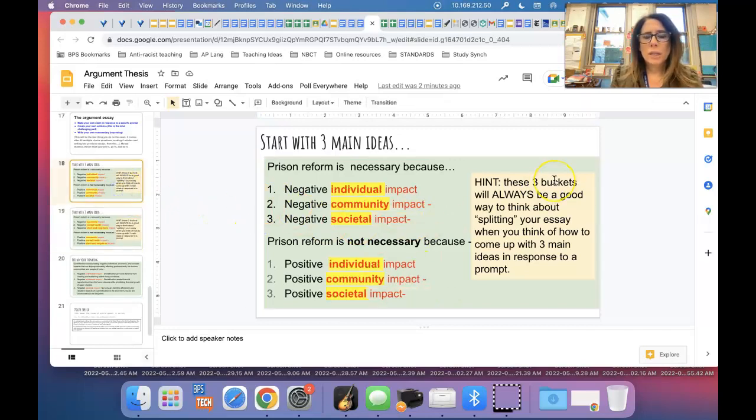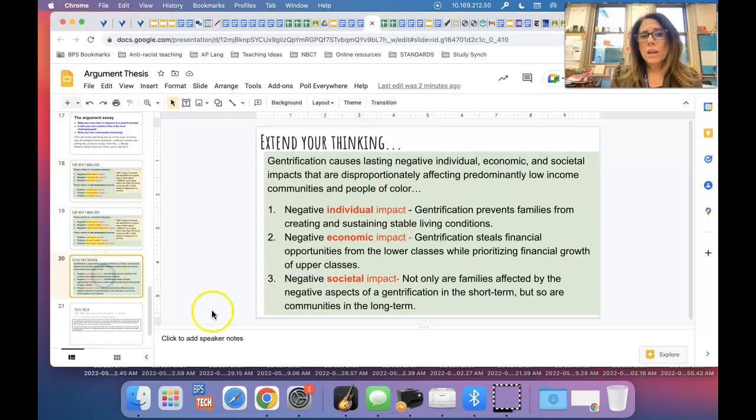Another way to split it here would be, let's think about the individual, the community or neighborhood, the global or societal, like society at large. That is another one that can work for almost any prompt that you would get on the argument essay. So if you're thinking about how you can split it by universal idea and you're stuck, or you just want to try this out in the essays that we do in class to see if it works, you can definitely do that.